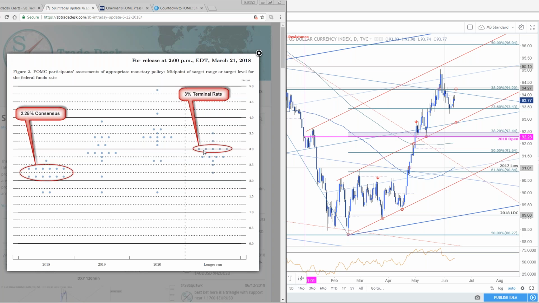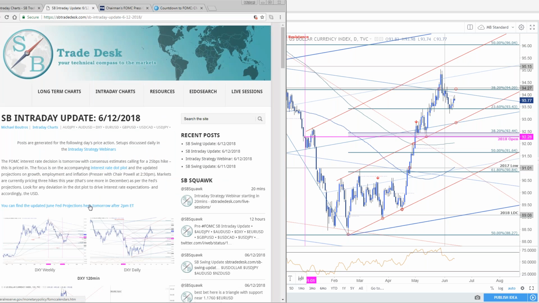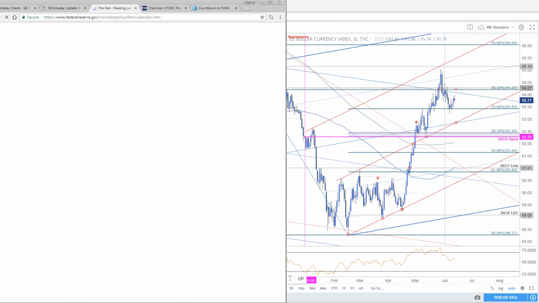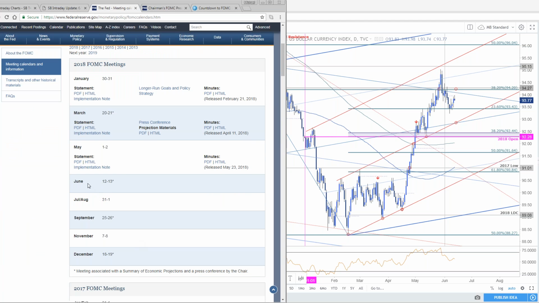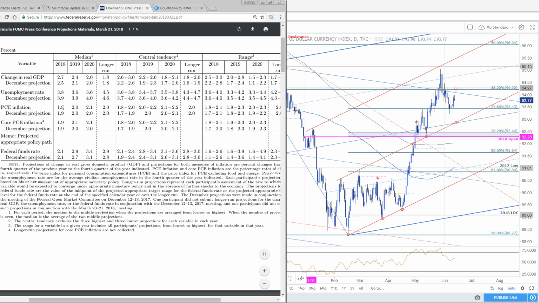So those are things to look at with the commentary. As far as the projections are concerned, here's what the projections looked like last time. Again, I provided the link for you right here. When the release comes out today, just click on that and you'll see it updated right here under PDF, just like here. And you'll see the latest projections. The last projections, you saw them upgrade the growth outlook in GDP from 2.5 to 2.7% this year, and also upgrade the employment outlook from 3.9 to 3.8%, which is where we are now. Inflation and core PCE stayed steady.